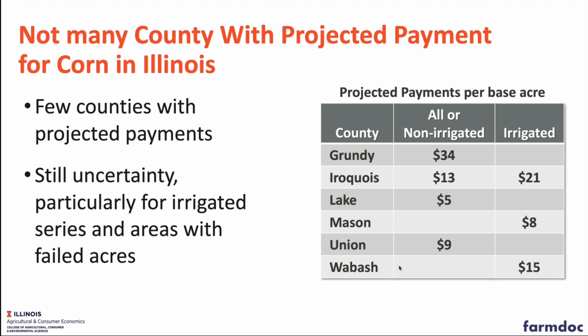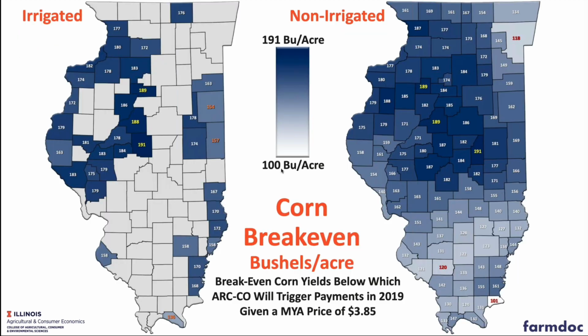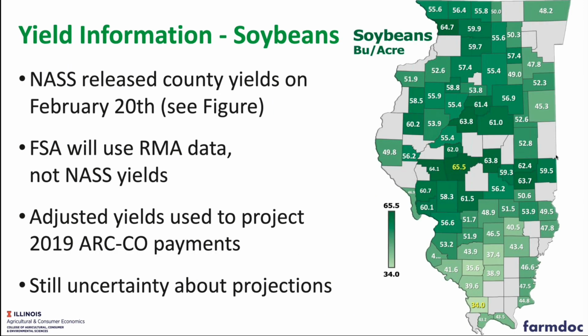All right, that's corn. So we don't see many counties playing for corn, ARC County in 2019. What about soybeans? Here, by the way, are the break-even yields below which, if we see county yields below this, we will see payments. And as we've already mentioned, we see only a couple payments, mainly in that northeastern Illinois border area.